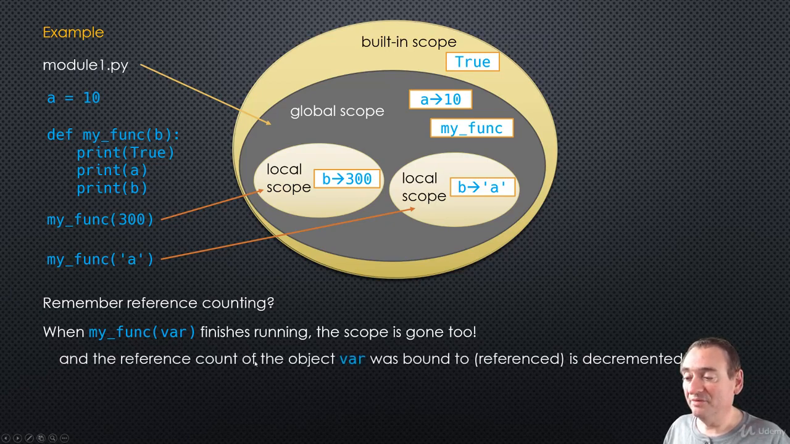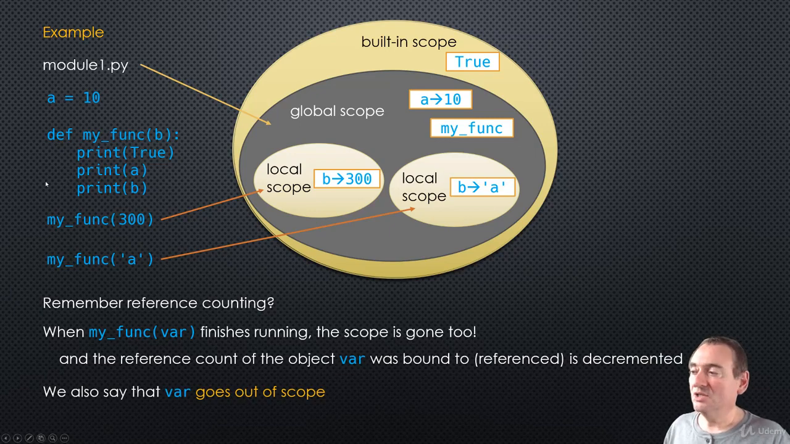So we say that the reference count is decremented, right? Because we're removing a reference, and we say that the variable goes out of scope. So now this label here that was B is no longer available once the function finishes running. So inside the function, B is available. Outside of the function, once the function is finished running, B has gone out of scope. It doesn't exist anymore. Or at least not that particular B with its particular binding.